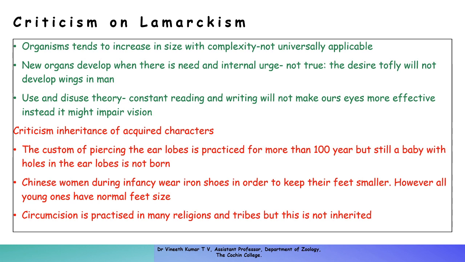Actually, if what Lamarck said was true, as complexity is increasing, the most complex one as we know now is the mammals, and all mammals should be very large. But that's not true. We have smaller mammals, very small mammals, and very large mammals. So this theory does not sound to be universally applicable.